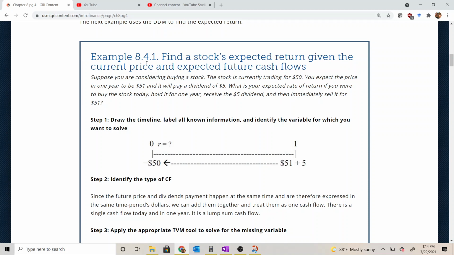This first one, 8.4.1, is pretty straightforward, so we'll just walk through the example as it is. The setup says, suppose you are considering buying a stock. The stock is currently trading for $50. You expect the price in 1 year to be $51 and it will pay a dividend of $5. What is your expected rate of return if you were to buy the stock today, hold it for 1 year, receive the $5 dividend, and then immediately sell it for $51?